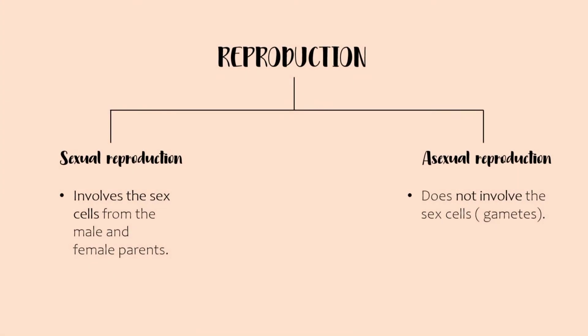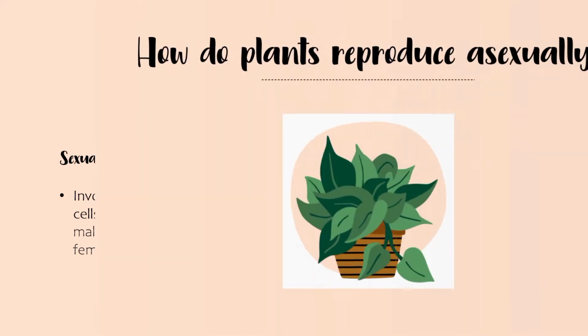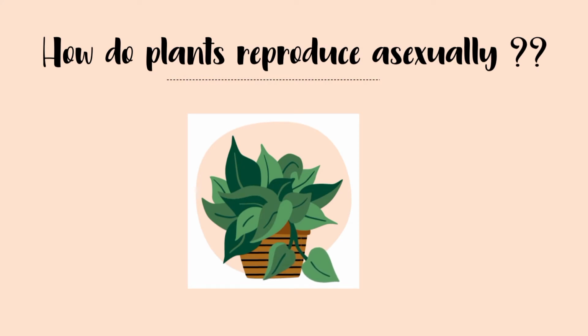Reproduction is of two types. The first one is sexual reproduction, which involves the sex cells or gametes from the male and female parents. And the second one is asexual reproduction, which does not involve the gametes. But the plants around us reproduce by both means, sexually and asexually. We will learn about sexual reproduction in plants in the upcoming videos. In this video, we will particularly learn about how plants reproduce asexually.